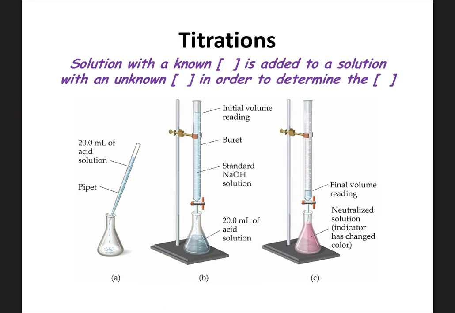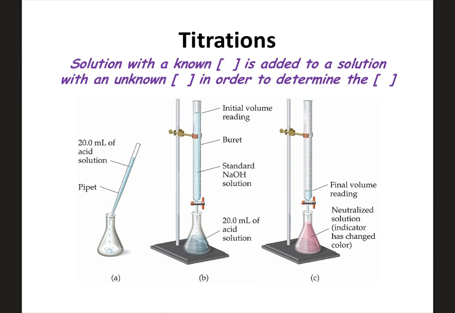The basic gist is if you have your acid solution that you don't know the concentration of, you pipette out a specific amount of it. You would have to use one of these volumetric pipettes where we know the exact amount that we're adding. We put that in a flask, an Erlenmeyer flask. Again, this allows us to have more vigorous swirling without worrying about the solution coming out of the flask.